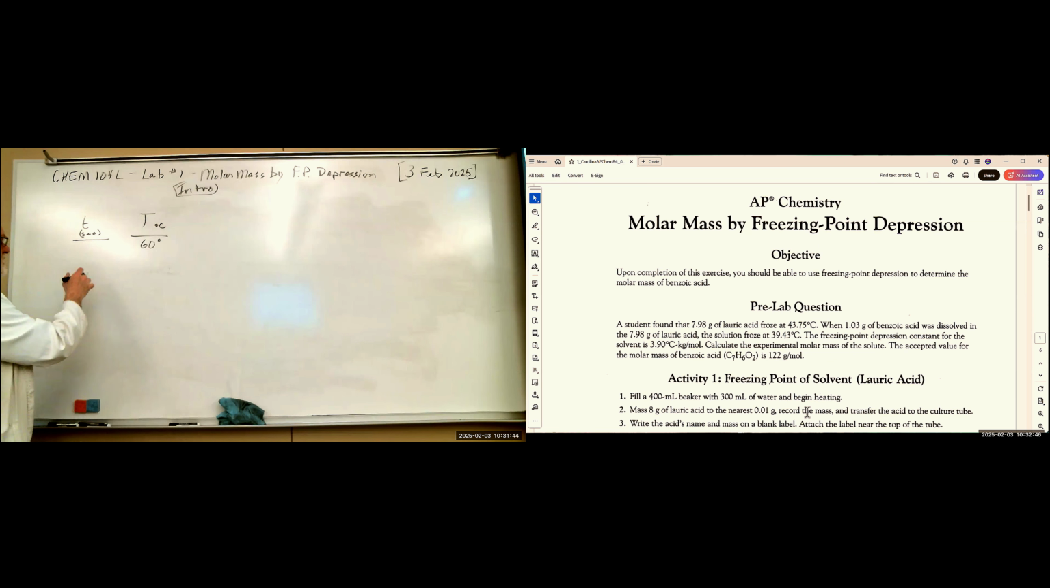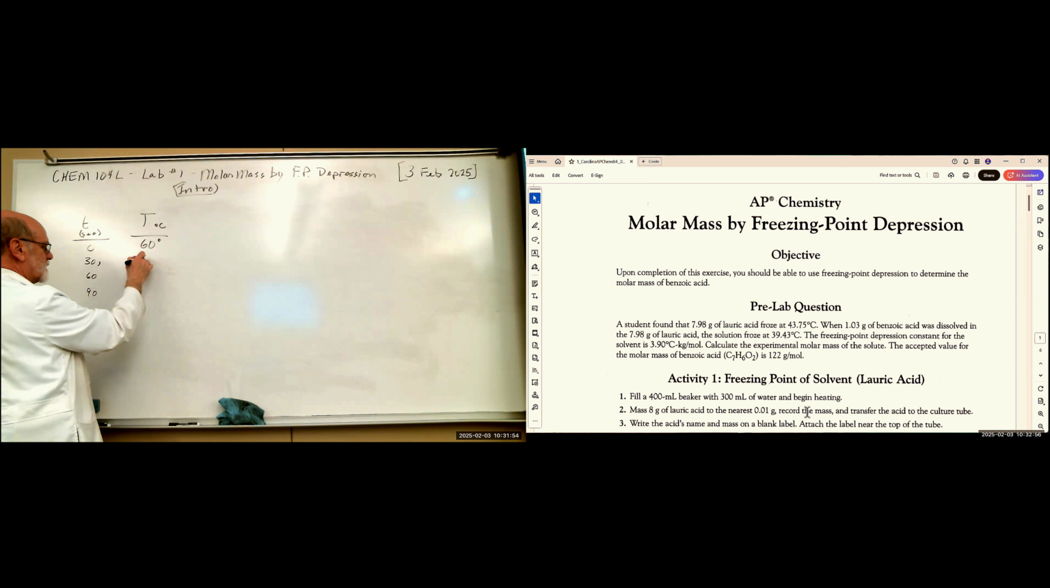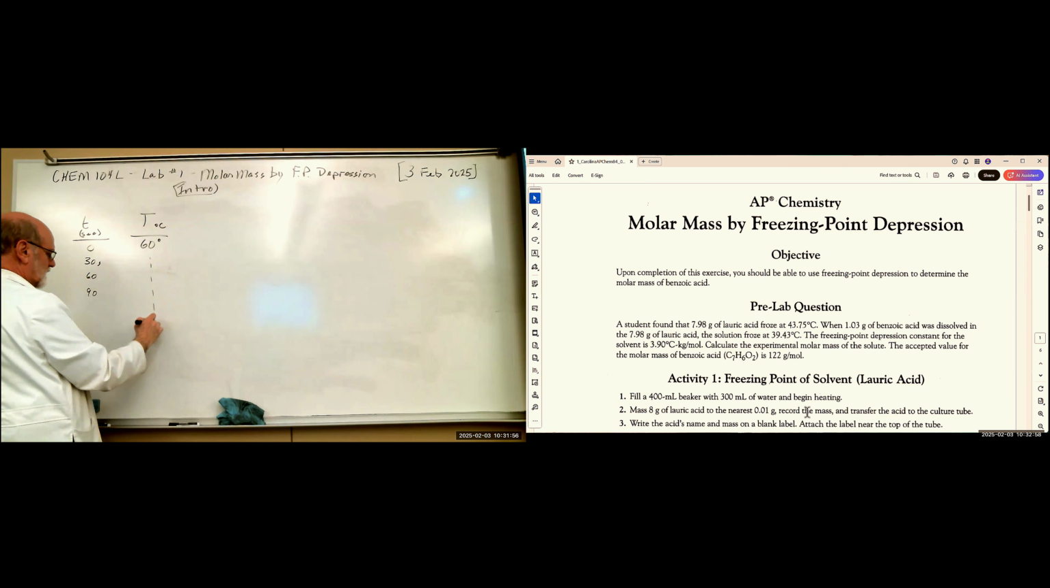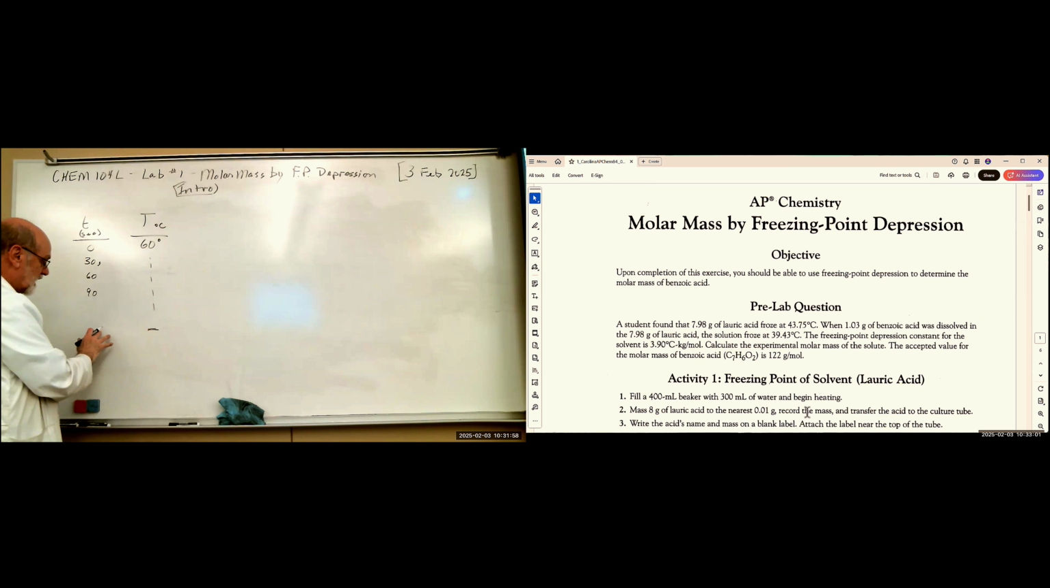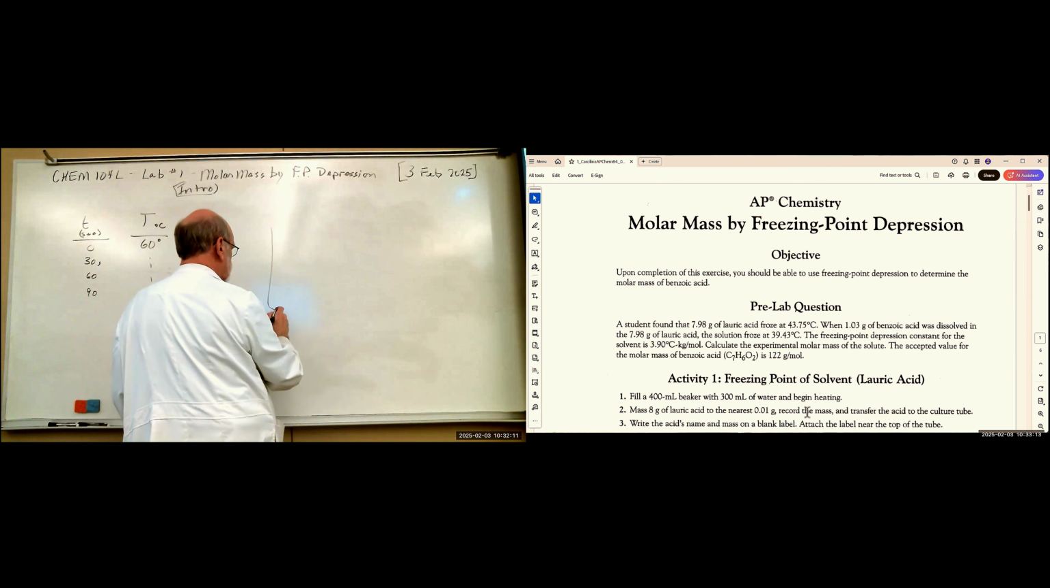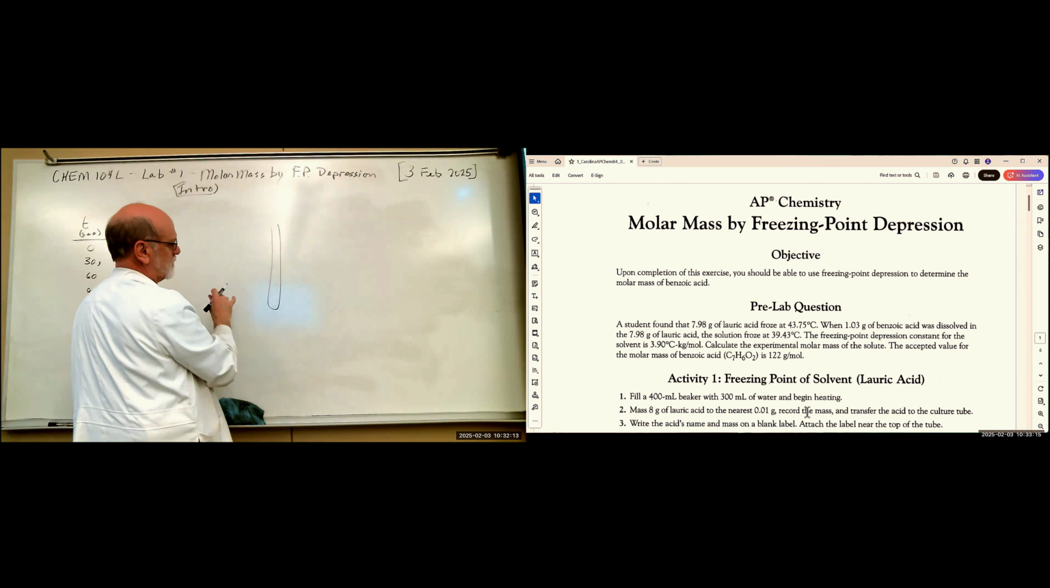And then every 30 seconds, I believe. So at 0, 30 seconds, 60, 90, and so forth. The temperature keeps going down until you get to a point where it doesn't change anymore, and we'll take that as our freezing point. You can also observe that in these big tubes.